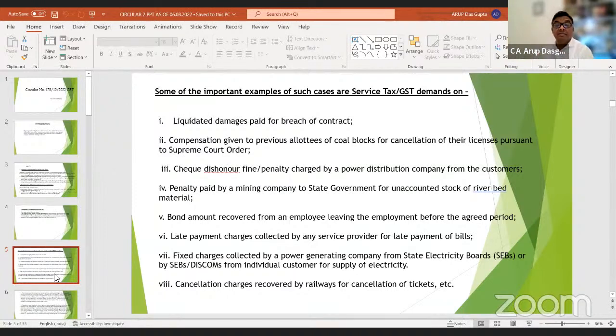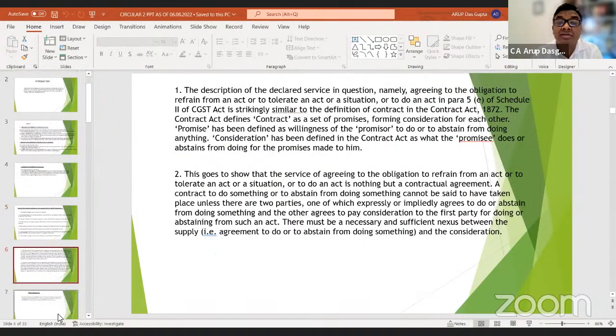Then there are late payment charges collected by a service provider for late payment of bills, and fixed charges collected by power generating companies from the state electricity board or discoms, or from individual customers, for supply of electricity. So all these issues are there, and they need to be discussed straightaway. The circular in question has discussed all these questions. First, what has been shared is that agreeing to the obligation to refrain from an act, or to tolerate an act, or to do an act in para 5E of Schedule 2 of the CGST Act is in line with what the Contract Act says.